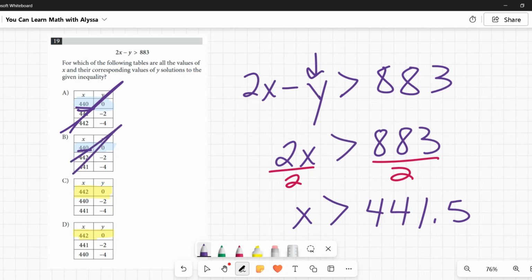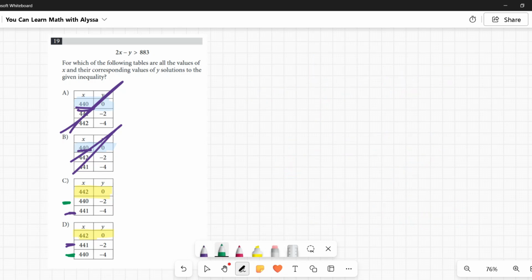Right now, C and D. I only want to pick one of these. It looks like they're different. This one says x is 440 and y is negative 2. Here it says 440 and negative 4. And then we have 441 and negative 4, 441 and negative 2. So they are both different. I'm going to pick one of these points, and again we're starting with 2x minus y is greater than 883. We'll say, okay, what happens when y is negative 2?